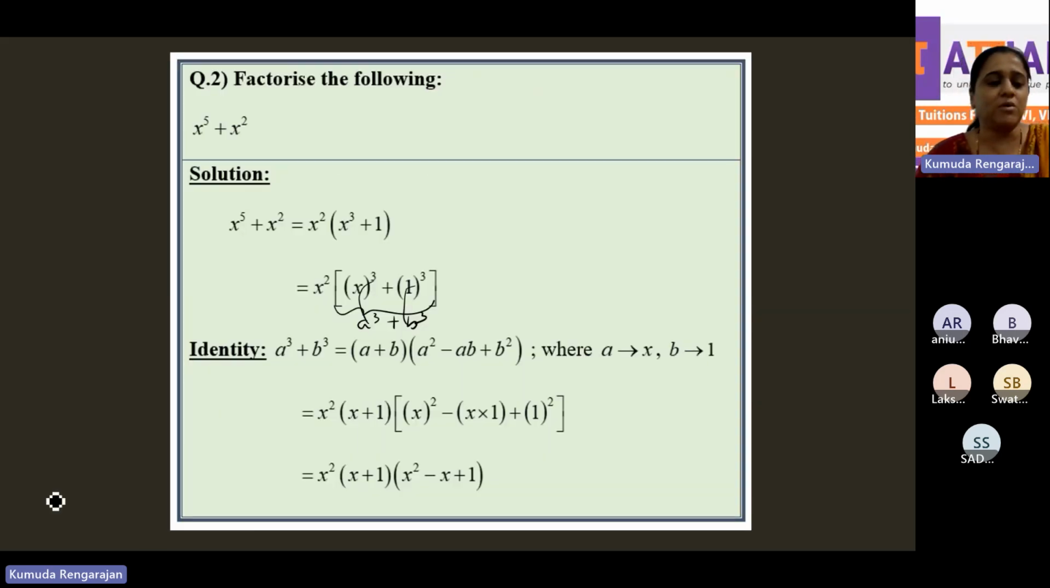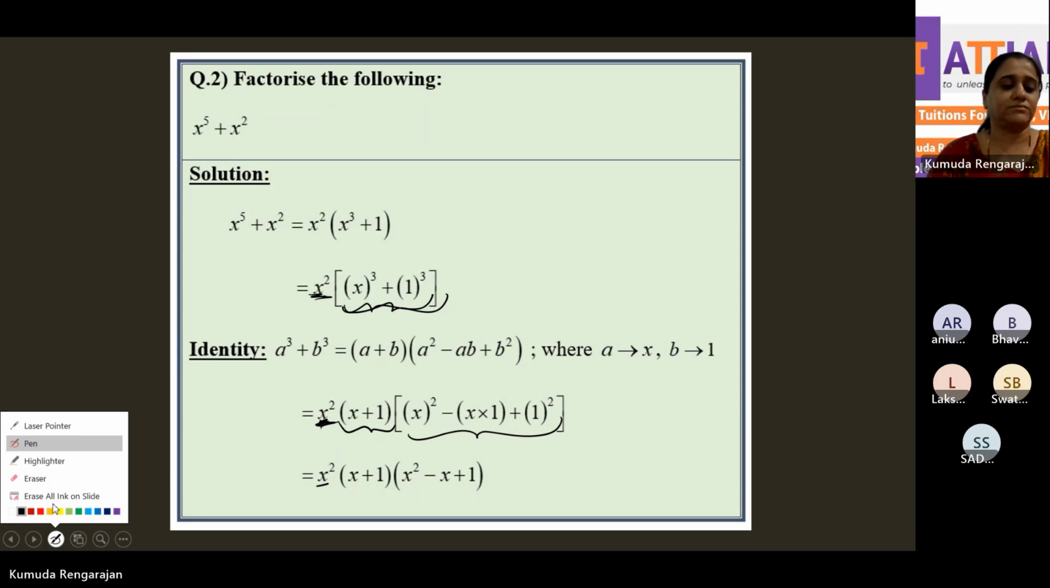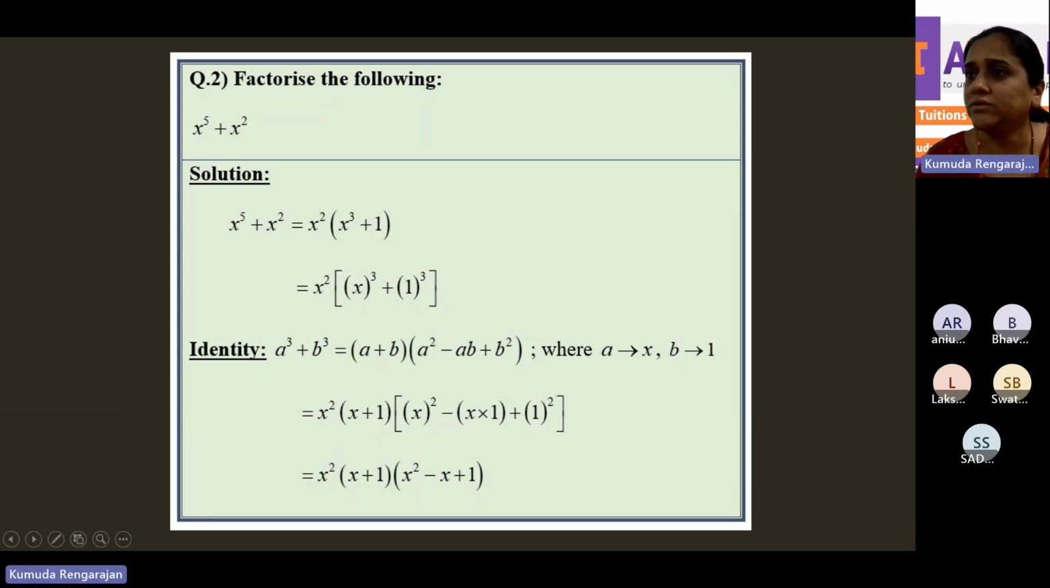That x square will just come out as it is. We are going to factorize only this part. You should just write it as it is, x square. This one is factorized as this and this one. Finish writing, all of you?